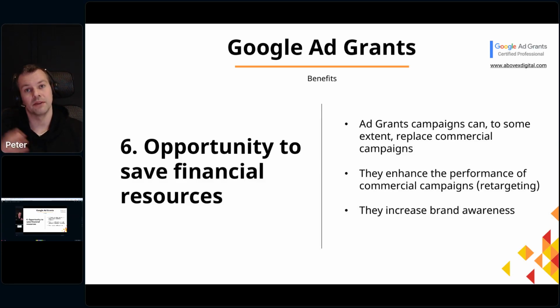because oftentimes, if an organization runs a commercial account and then they get approved for ad grants, usually there's space to move some of those keywords, some of those campaigns from the commercial account into the grant account, which saves them financial resources, obviously. And they can also enhance, for instance, retargeting performance of commercial campaigns. Because when you launch grant campaigns, they'll drive traffic to your website, your retargeting audiences will grow in size, and then you can use these audiences in a commercial account.